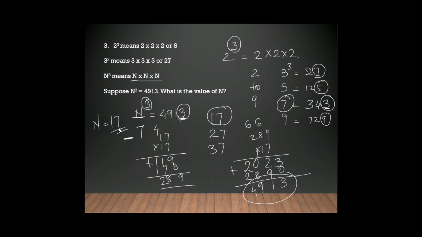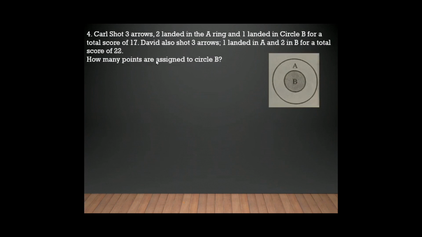Okay. Let's take the next example. So this is the fourth question. Carl shot 3 arrows, 2 landed in ring A and 1 landed in circle B for a total score of 17. David shot 3 arrows, 1 landed in A and 2 in B for a total score of 22. How many points are assigned to circle B?